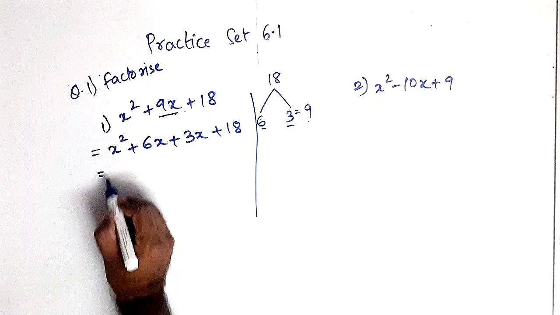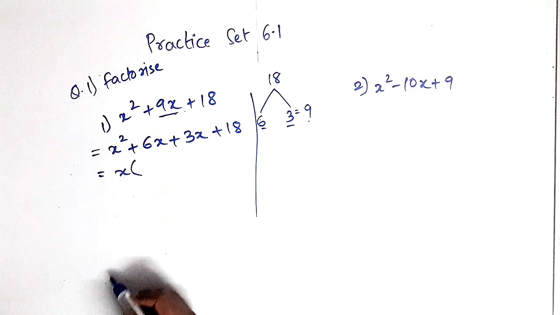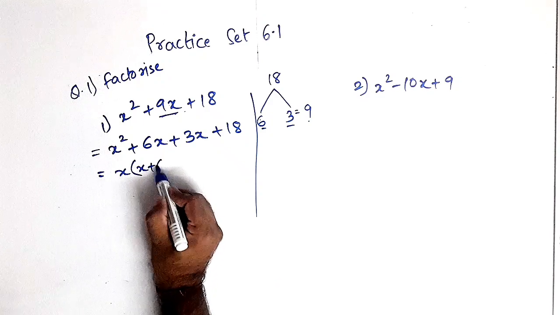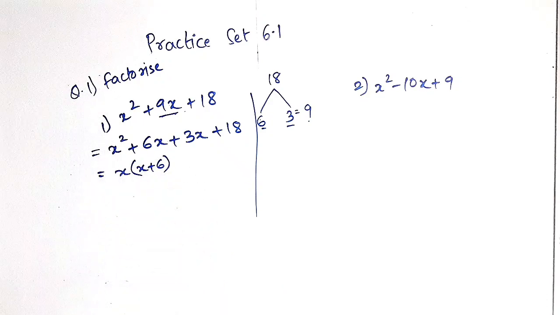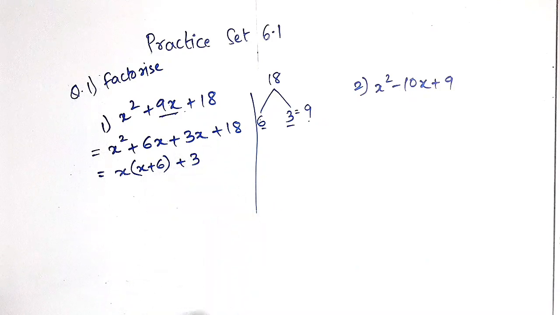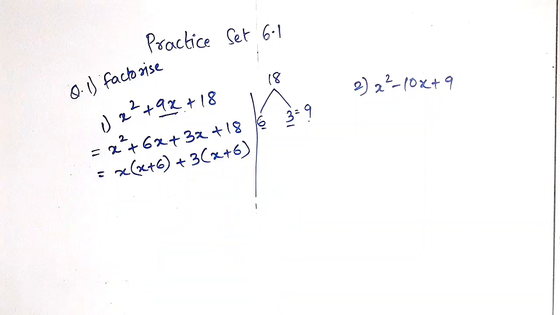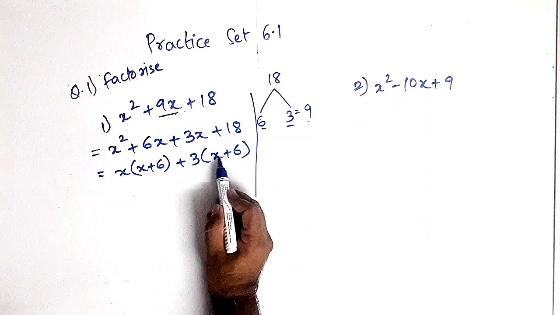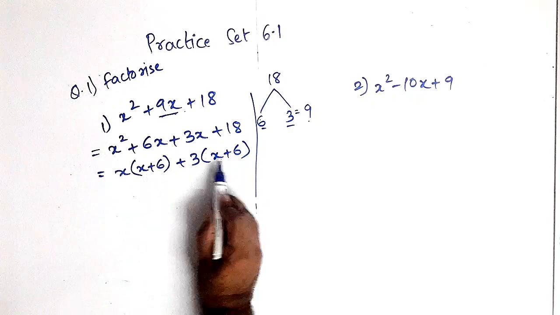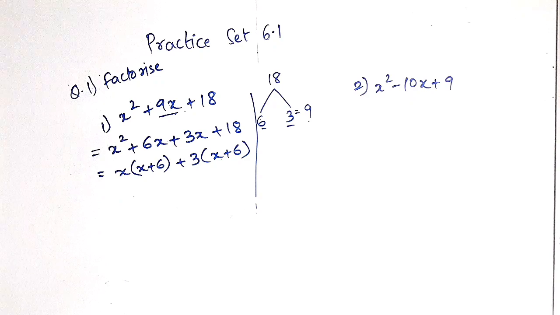Now here the first two terms, you have to take common. What is common? x is common. What remains? x plus 6 remains. Plus, what is common here? 3 is common. What remains? x plus 6 remains. Students, you have to check in the second step that this bracket, if it comes the same, then your answer is correct.